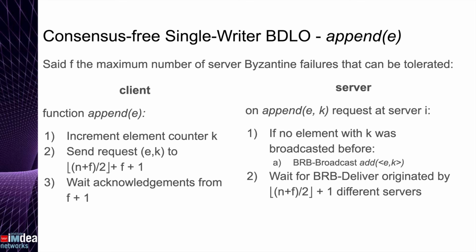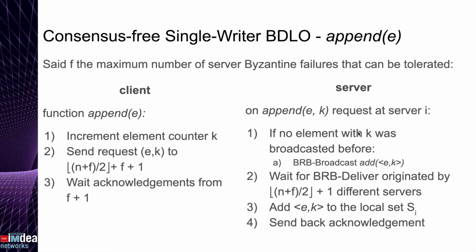process both. Since we imposed that a correct server does not broadcast elements containing counters it already broadcasted, then the set of correct servers cannot diverge in different states because of this malicious behavior. When the required number of BRB deliveries is received, then the server can send the acknowledgement back to the client.